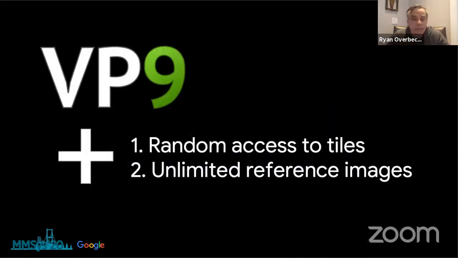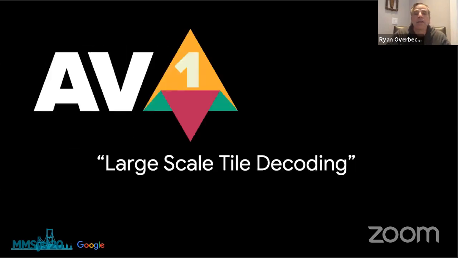And we went ahead and implemented this approach in VP9, the open source video codec. We had to make 2 small changes to make this work. In the codec, we added random access to tiles within each image so that you could decode 1 tile at a time. And we added a way to use more reference images than the 8 that VP9 allows for standard videos. And we were able to get these changes into the new AV1 codec. It's contained in an extension called large scale tile decoding.